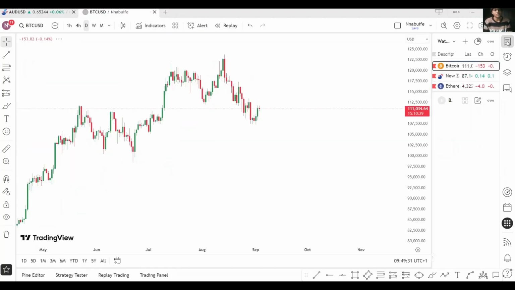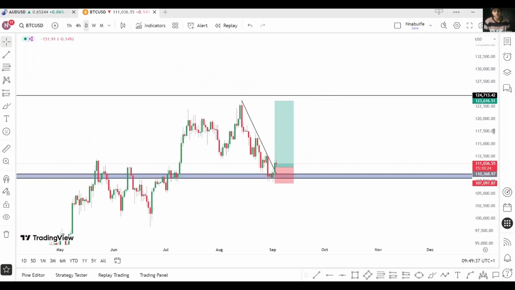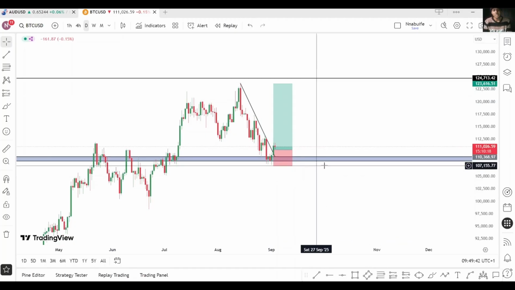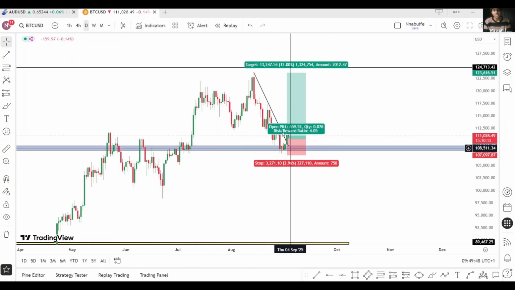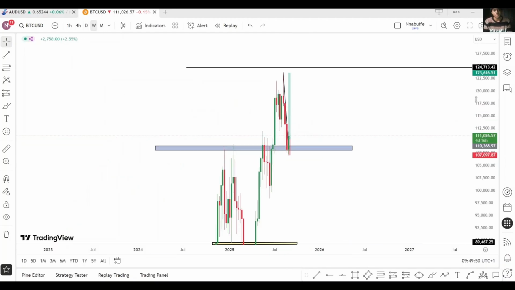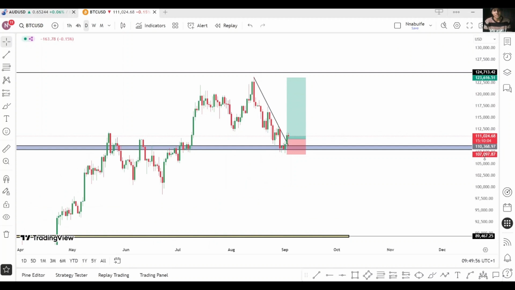So Bitcoin, you guys know, for those of you that have been watching, from my last episode, I've been calling Bitcoin to retest this zone right here. And you can see Bitcoin has finally retested the zone. So Bitcoin is actually bullish, and I am actually long Bitcoin at the moment.